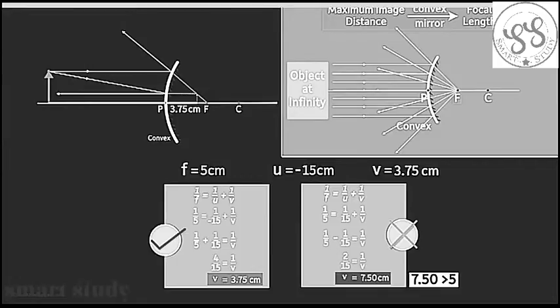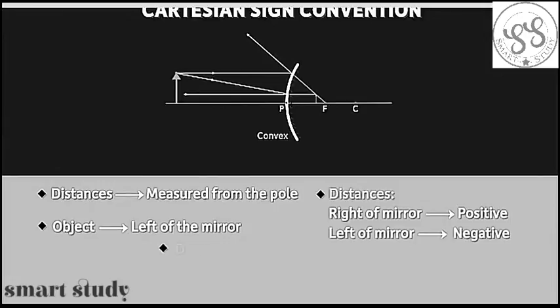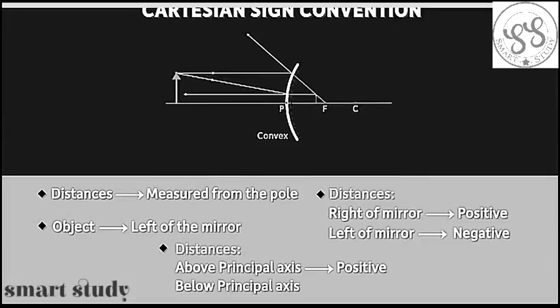Okay, this was all about the third rule. There is one final rule which is left. It says that all distances measured perpendicular to and above the principal axis are taken as positive, and distances measured perpendicular to and below the principal axis are taken as negative. Above positive and below negative.